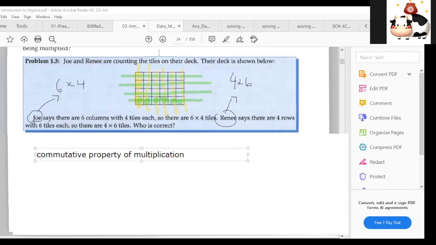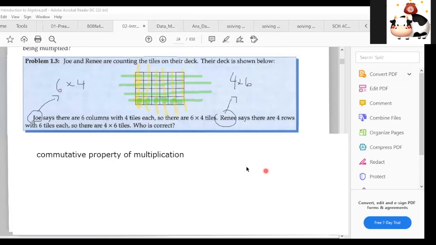Because remember, multiplication is just repeated addition. For example, when we were doing the 6 columns, instead of adding 4 plus 4 plus 4 plus 4 plus 4 plus 4, 6 times, we can just say 6 times 4 or 4 times 6, right? So multiplication is just repeated addition. So if addition is commutative, so is multiplication. So there's the commutative property of addition, and there's also the commutative property of multiplication. In other words, the order doesn't matter.